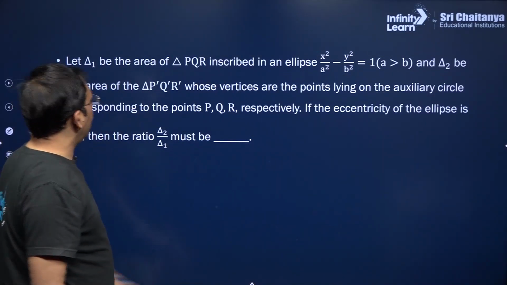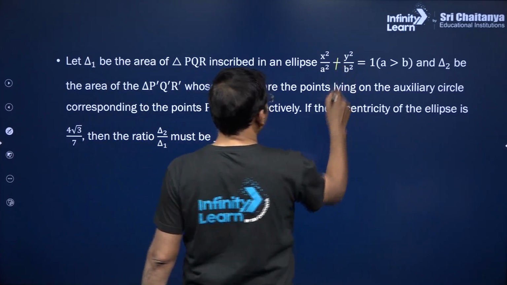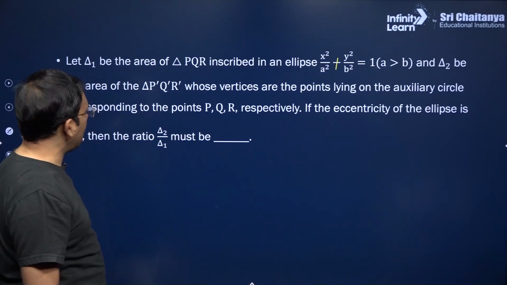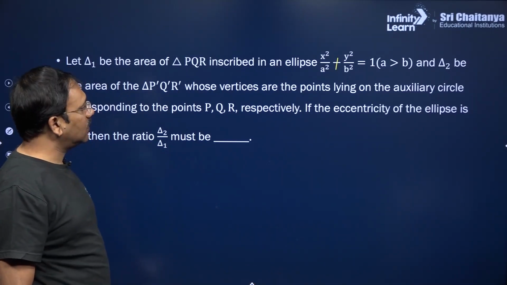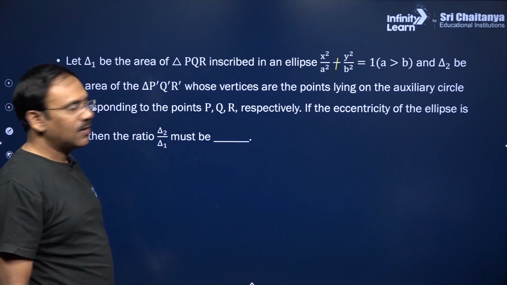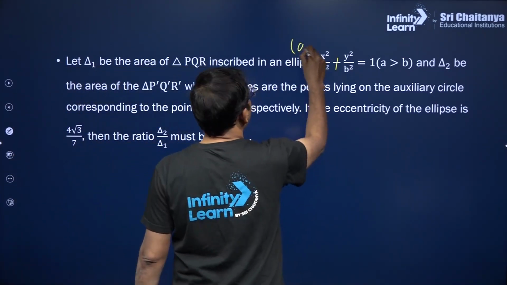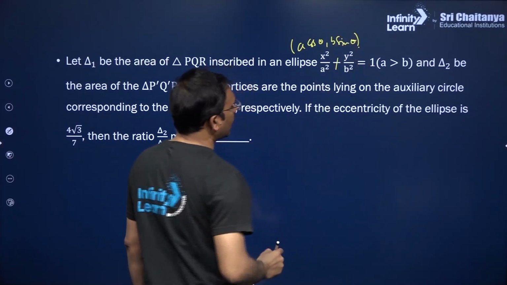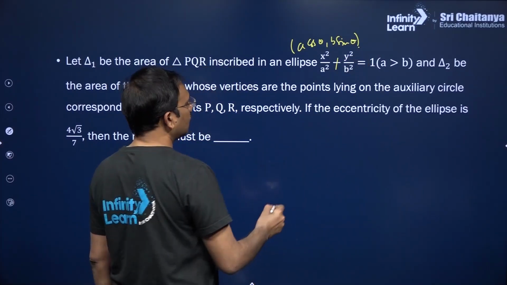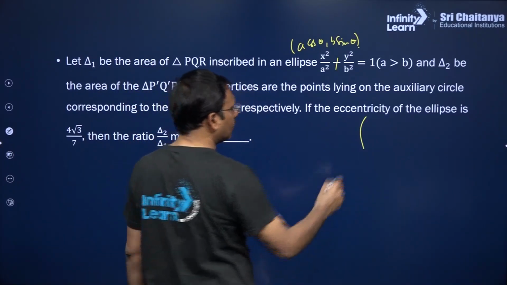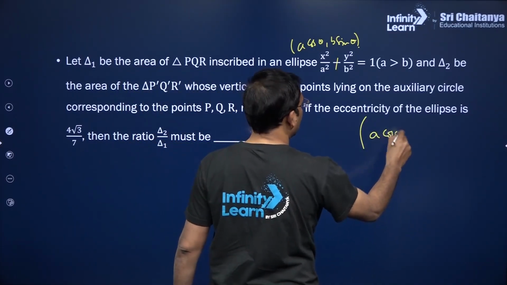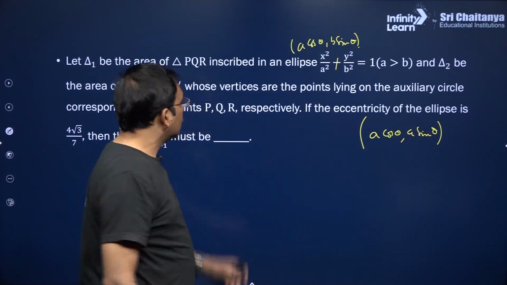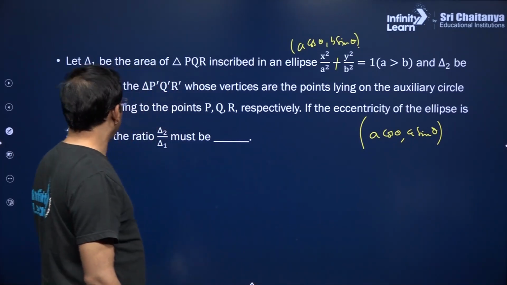Next, you see this question. So delta 1 be the area of triangle PQR inscribed in the ellipse, this, and delta be the area of triangle P dash Q dash R dash whose vertices are the points lying on the auxiliary circle. Friends, you can take the general point on it as A cos theta, B sin theta kind of. Whereas the auxiliary circle means x square plus y square is equal to a square, you can take the general point A cos theta, A sin theta. Yes, this is the one.